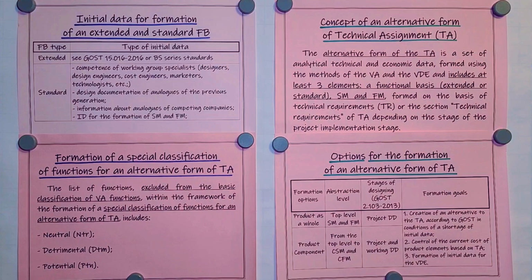Formation of an alternative technical specification for a product component. In this case, we are talking about the formation of a standard functional basis for the bushing, housing, and bolt, which have already been considered by us above, as well as the structural functional model and analytical reporting for these components, which will be considered by us below.